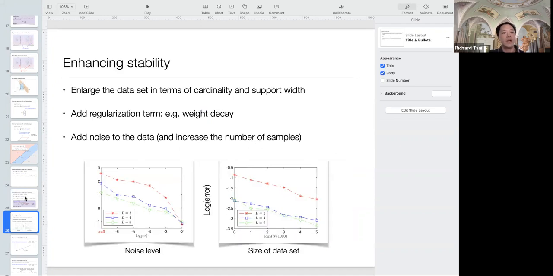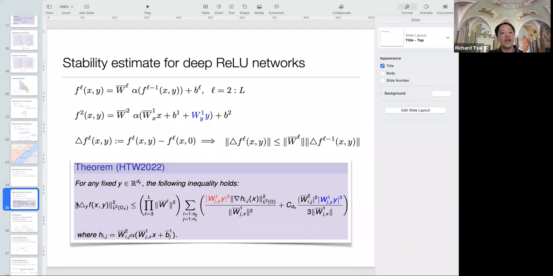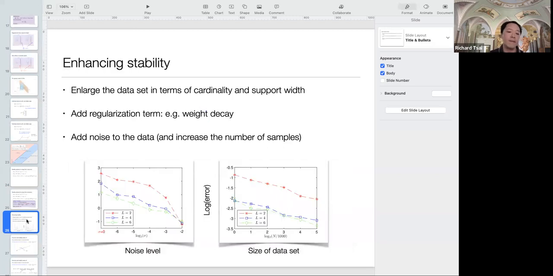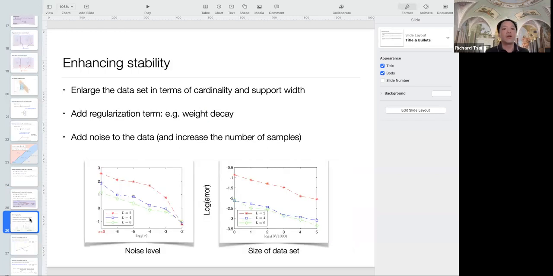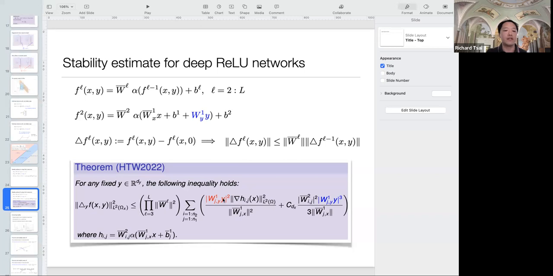Now, we would say that if this quantity is small, then the function that you create, the learning function, will be more stable when you try to evaluate it on points away from your original data distribution. And this picture here is just reflecting on some additional idea. So this is the situation when there's no noise in the data set. Now what happens if you put some noise in the y direction?